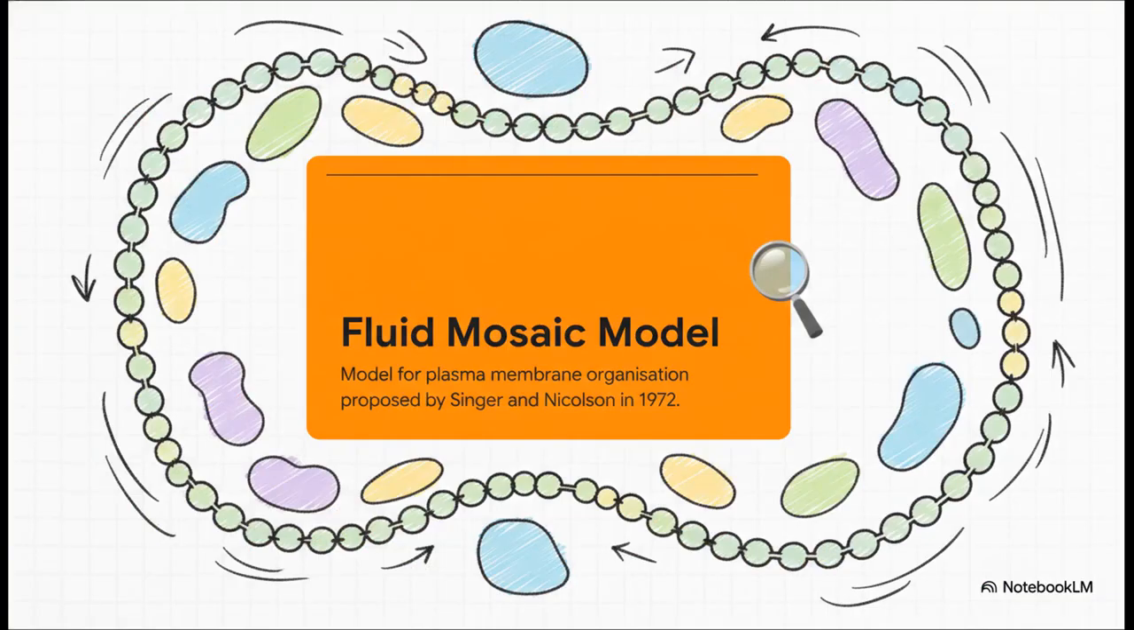Our very first stop is the plasma membrane. Think of it as the cell's border patrol. It guards the cytoplasm and dictates how the cell interacts with the outside world. Now, the way we understand this boundary today is through what's called the fluid mosaic model. Singer and Nicholson proposed this back in 1972, and wow, it was a real game changer. It showed us that the membrane is not some rigid brick wall, far from it. It's this dynamic, shifting lipid bilayer studded with a gorgeous mosaic of globular proteins. It's fluid, and it's constantly in motion.